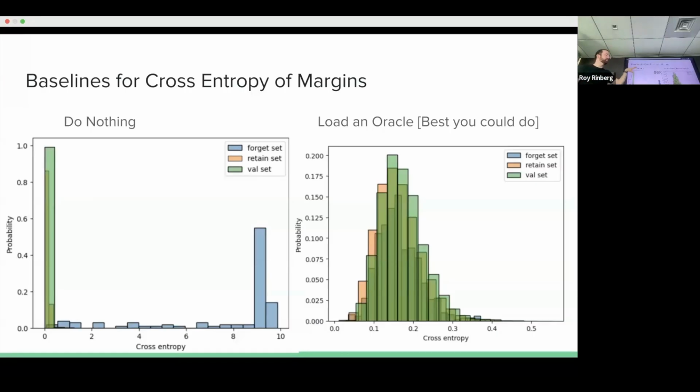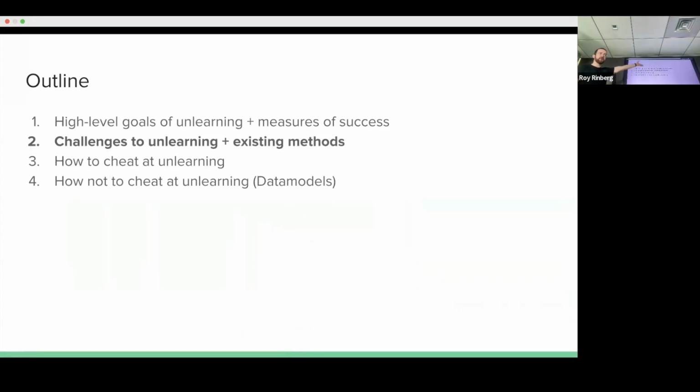Again, these two, we're going to talk about actual unlearning. I'm just trying to contextualize, these are baselines. So we've talked about what is success and what even is unlearning and what we're trying to do. Let's start getting into the meat and potatoes.